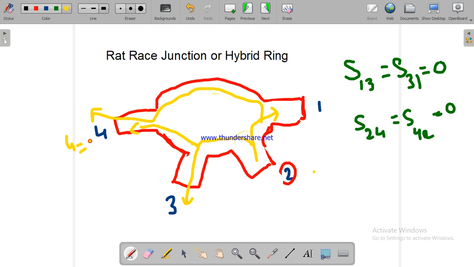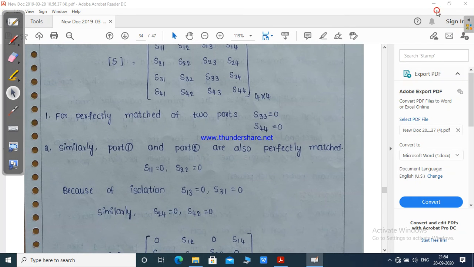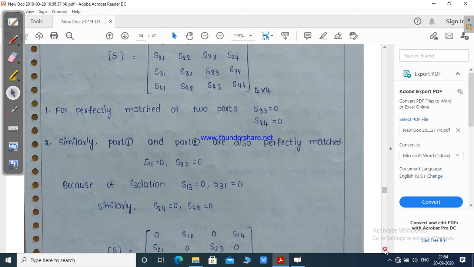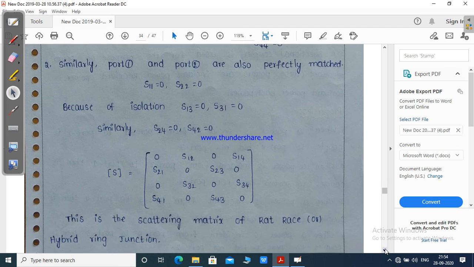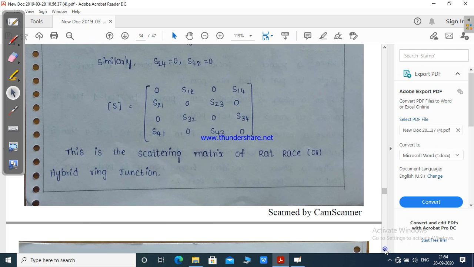If you take port 2 as the input, the energy will be equally divided in two parts. In this direction the signal will rotate clockwise, and here anti-clockwise, and we can observe the same output at port 1 and port 3. At the fourth port, the clockwise and anti-clockwise signals get cancelled. The fourth port is 0, so S24 equals S42 equals 0. With that we can substitute all the values and we get the scattering matrix.